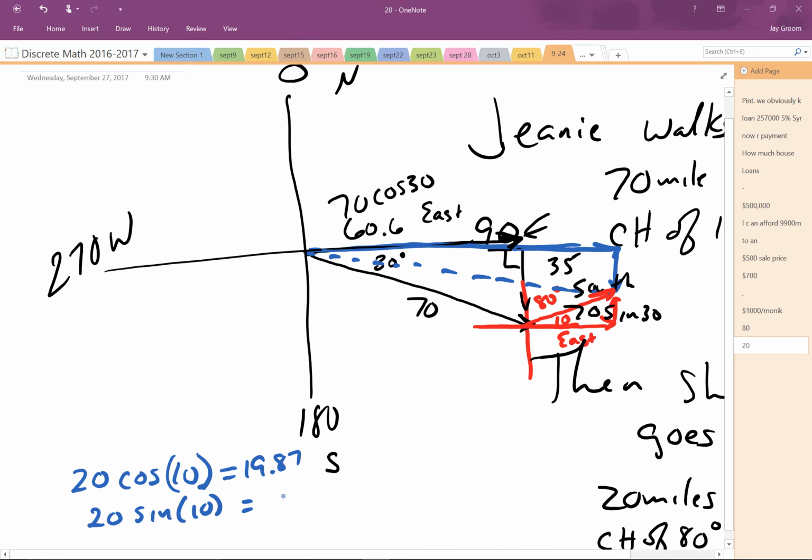What? 3.5. Mr. Grimm, if I had used 80 instead of 10, these two numbers would have been the same, but backwards. Okay? But it doesn't matter. So, when we did this, we ended up going 19.87 there, yes? And then we came back north 3.5.